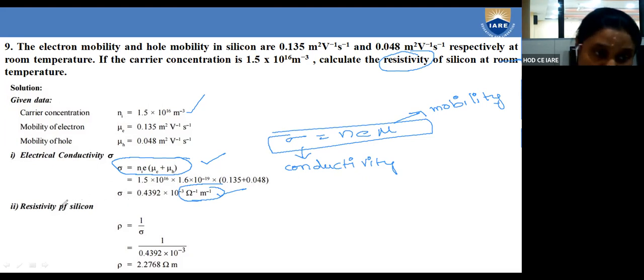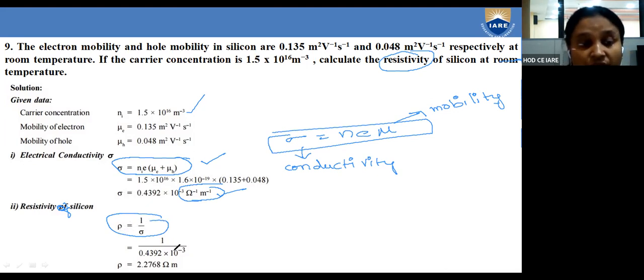Once I know conductivity, it is easy to find resistivity. So this is resistivity of silicon. What is the relation between conductivity and resistivity? Resistivity is inverse of conductivity. What is the value of conductivity? Just now we got 0.4392 into 10 power of minus 3. If we simplify it, finally, what is the value of resistivity we are going to get? 2.2768 ohm meter. So this is the unit for resistivity. Okay, students, any doubts in this problem? I hope it is clear.